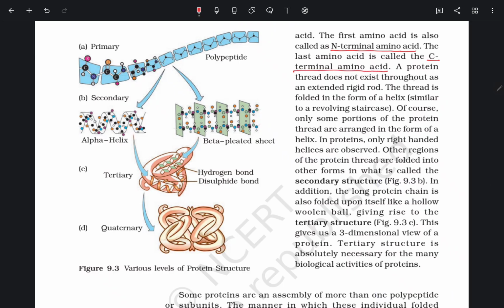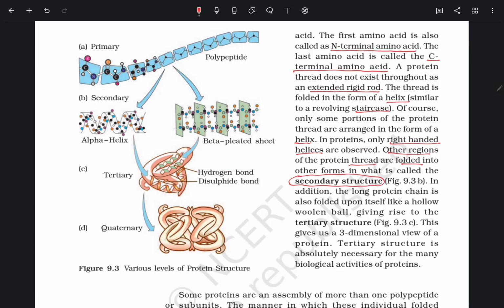A protein thread does not exist throughout as an extended rigid rod. The thread is folded in the form of a helix, similar to a revolving staircase. Of course, only some portions of the protein thread are arranged in the form of a helix. In proteins, only right-handed helices are observed. Other regions of the protein thread are folded into other forms in what is called secondary structure.